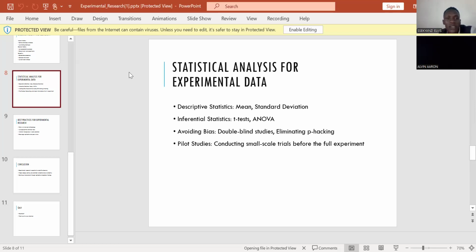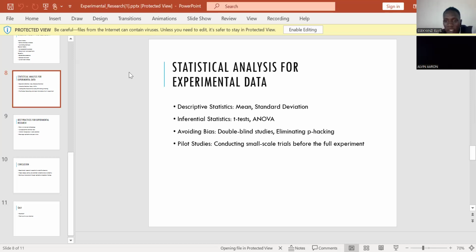Another, we have inferential statistics. Inferential statistics introduces the use of inferential statistics to draw conclusions or make inferences about a population based on your experimental sample data. The other, we have here an example, t-tests. These are used to compare means of two groups, determining if there is a statistically significant difference between the two.